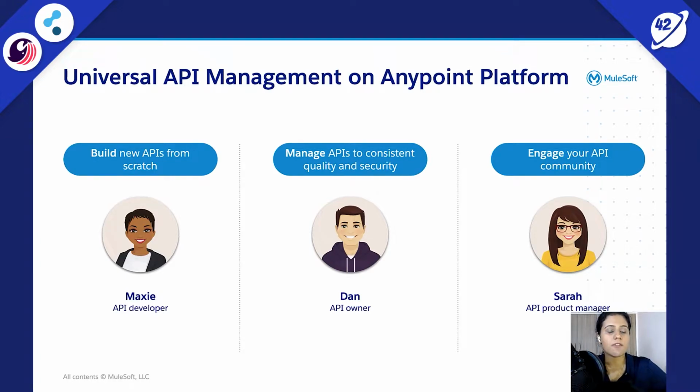Basically we have Maxi here, who's an API developer, we have Dan, who's an API owner, and then we have Sarah, who's the API product manager. All of these three have a different goal to achieve, and we'll see how we achieve these goals, keeping sustainability in mind. And moving ahead, we have the first one, who's Maxi.